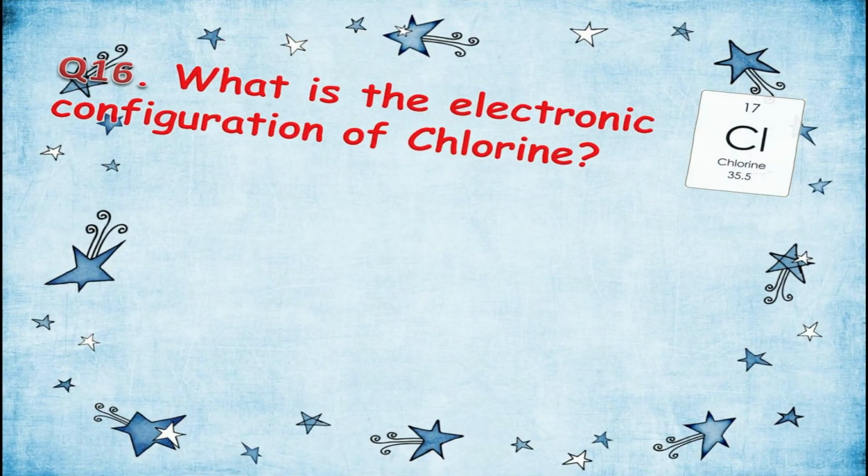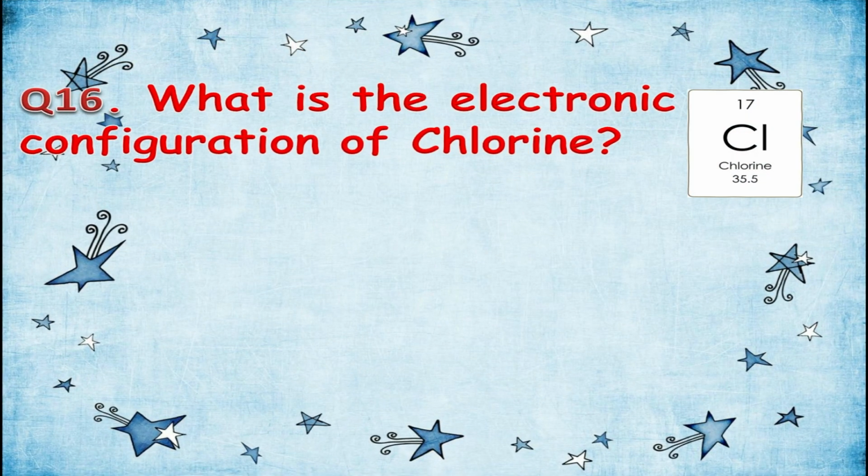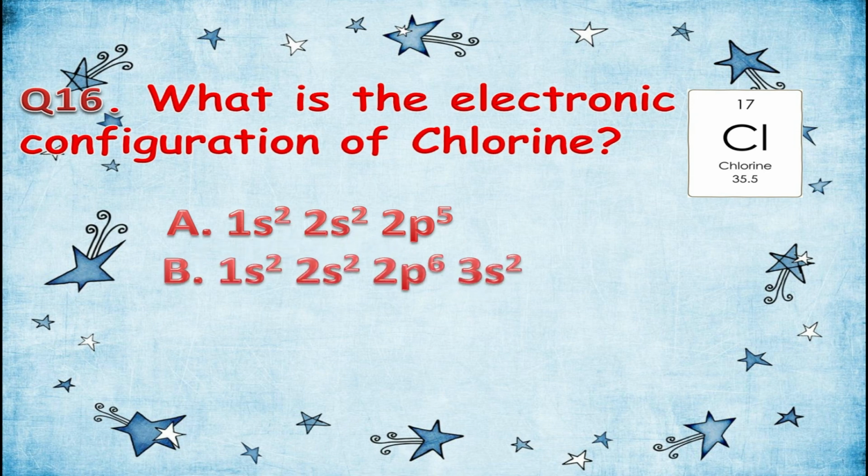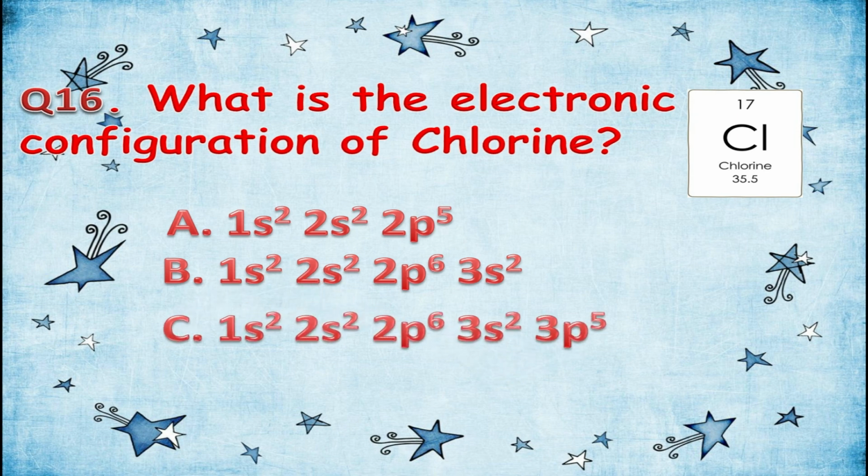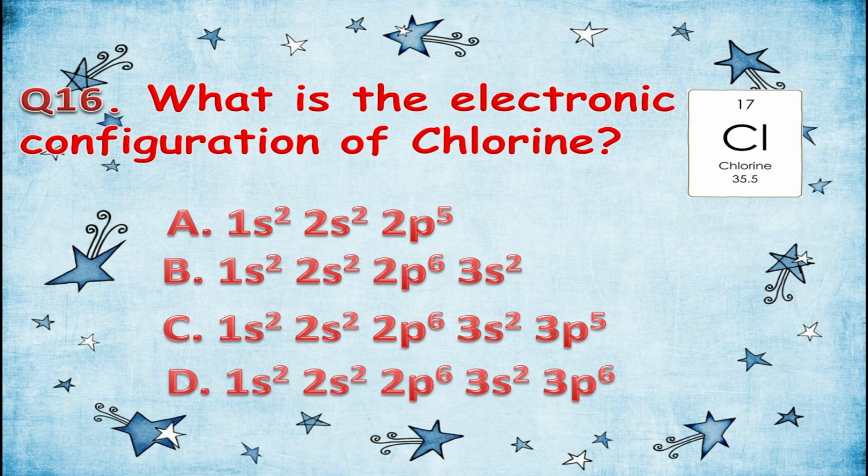Question number 16 is, what is the electronic configuration of chlorine? The symbol of chlorine is given here. Your options are option A, 1s2, 2s2, 2p5. Option B is 1s2, 2s2, 2p6, 3s2. Option C is 1s2, 2s2, 2p6, 3s2, 3p5. And option D is 1s2, 2s2, 2p6, 3s2, 3p6. Your time starts now.